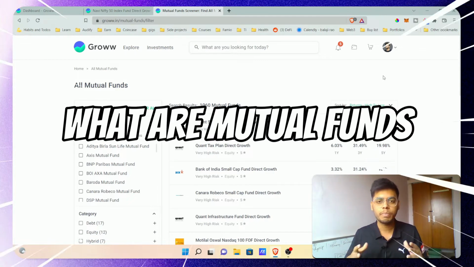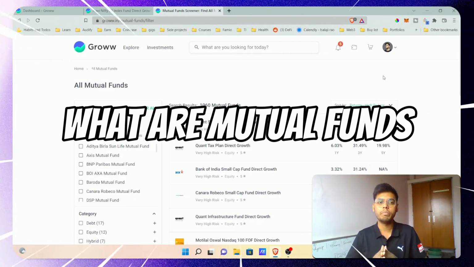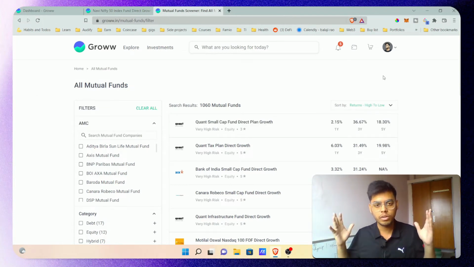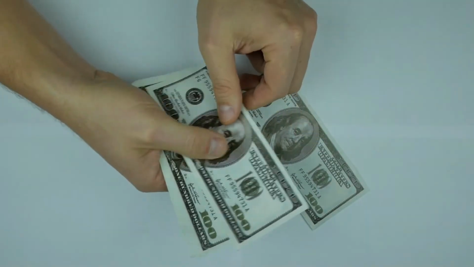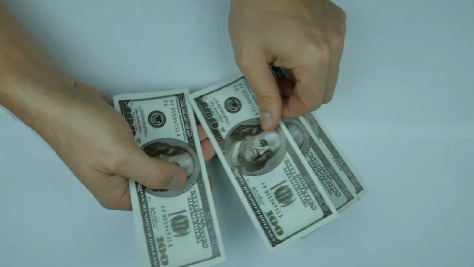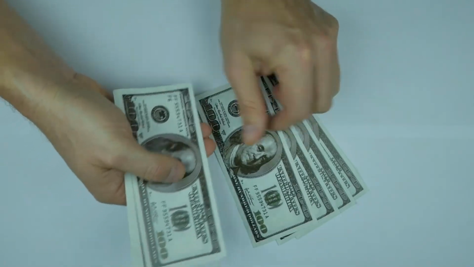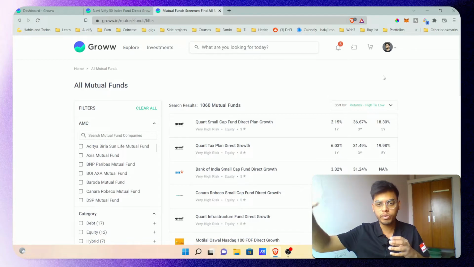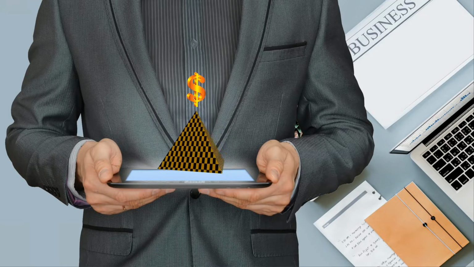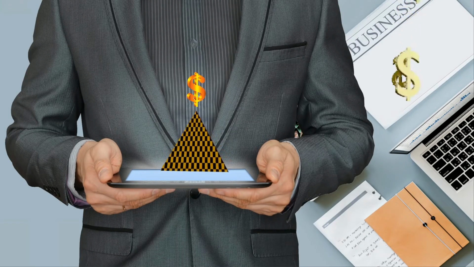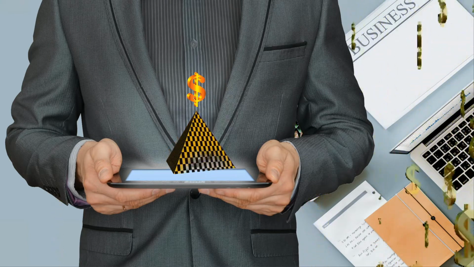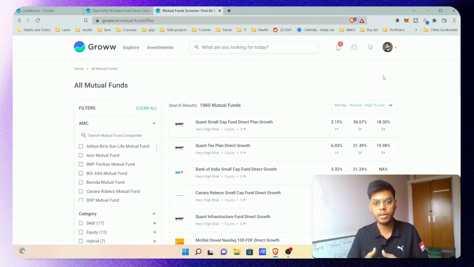So firstly, let me explain what mutual funds are. A mutual fund is a fund. It's pretty straightforward. It's a fund where a lot of small investors are pooling in capital, which could be a few hundreds of crores or actually thousands of crores. And there is a mutual fund manager who takes this pooled fund to make investments based on the theme of the mutual fund. There are different types of mutual funds which we'll be looking into.